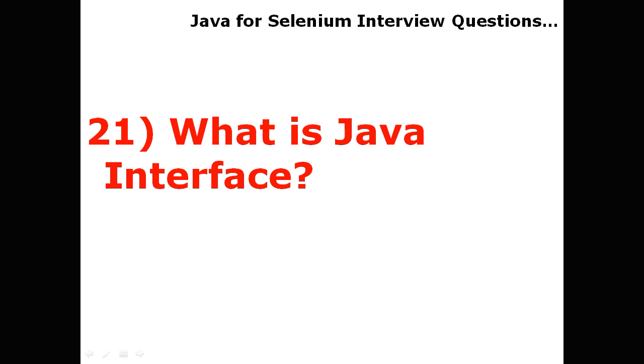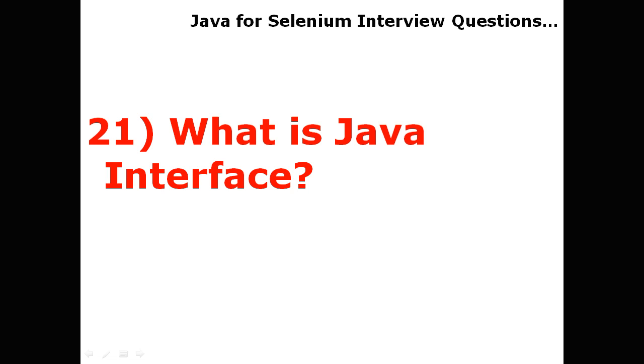Next, what is Java interface? Interface is a Java type definition block which is 100% abstract. Abstract means incomplete. All the interface methods are by default public and abstract. Static and final modifiers are not allowed for interface methods. In interfaces, variables have to initialize at the time of declaration.